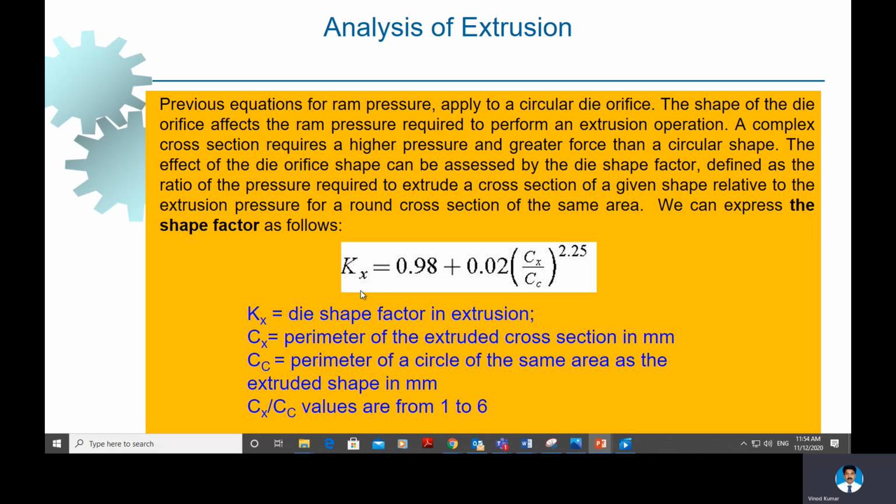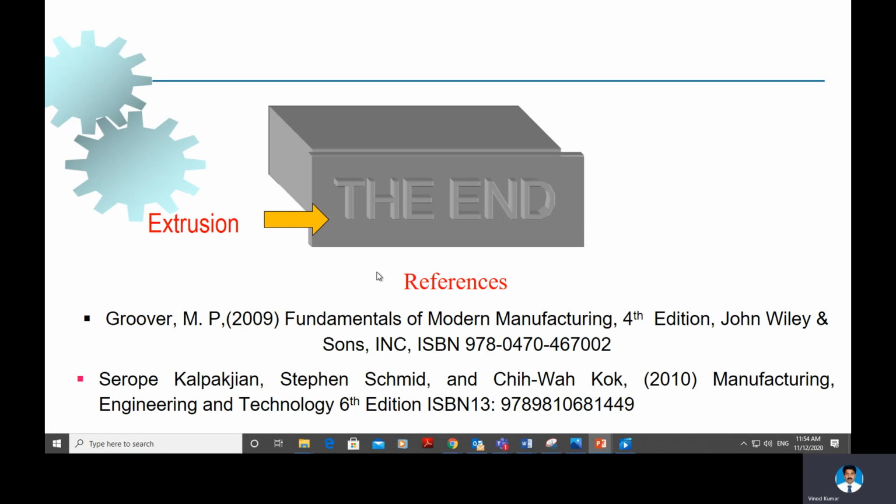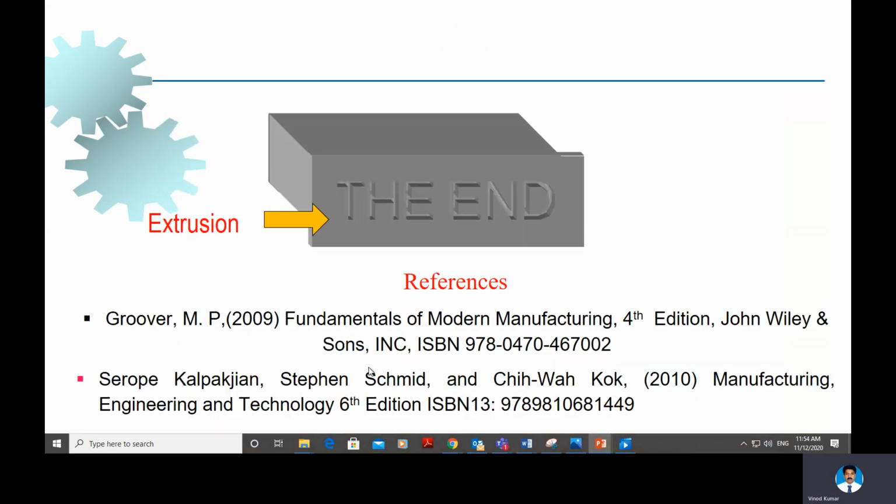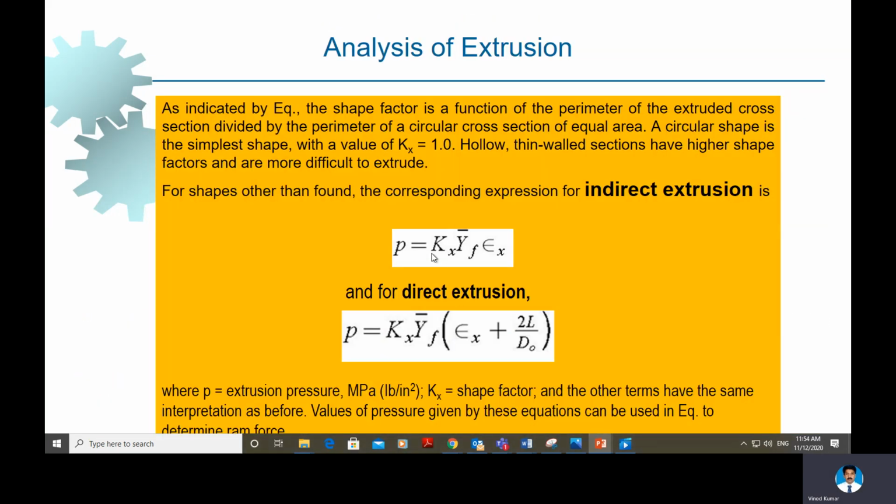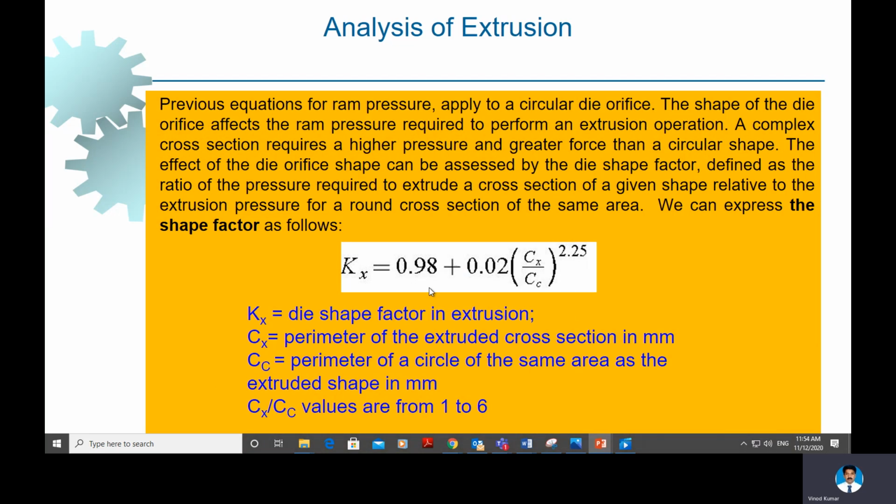So this shape factor Kx needs to be used for calculating the force and the power. As you can see here, the final equation is P equal to shape factor Kx multiplied by Yf epsilon x. If it is a circular die, then P is equal to flow stress Yf times epsilon x, the extrusion strain, only. But if the shape is changed to some other complicated shape, then you have to multiply with Kx, which is the shape factor, which I already explained to you here.